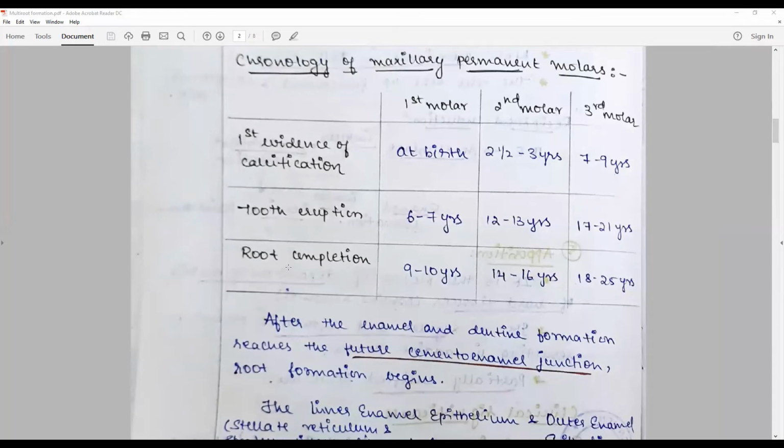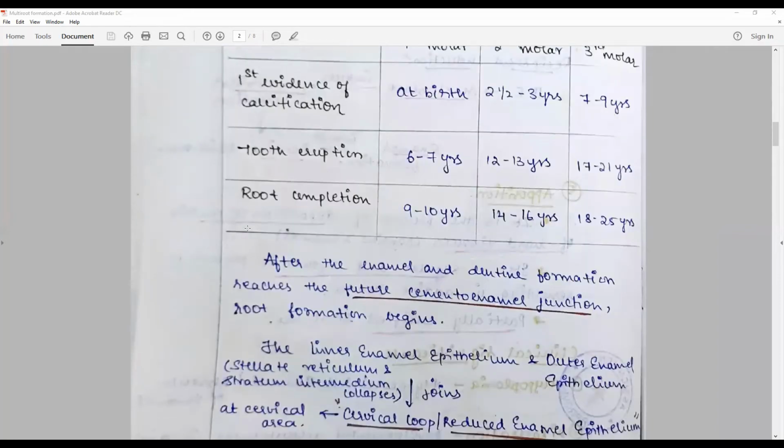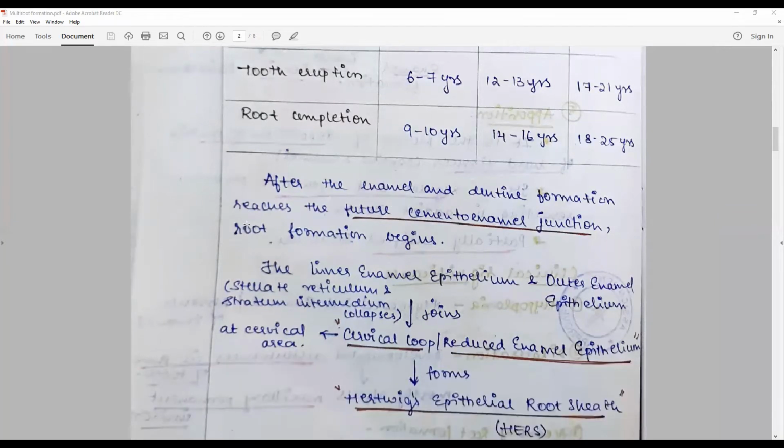And the candidate says after the enamel and dentin formation reaches the future cemento-enamel junction or the cervical line, root formation begins. The stellate reticulum and the stratum intermedium collapse, and the inner enamel epithelium and the outer enamel epithelium join at the cervical area to form a structure called the cervical loop or the reduced enamel epithelium that proliferates downwards to form a Hertwig's epithelial root sheath, abbreviated as HERS. It induces the radicular dentin formation by forming the odontoblast from the underlying dental papilla cell.